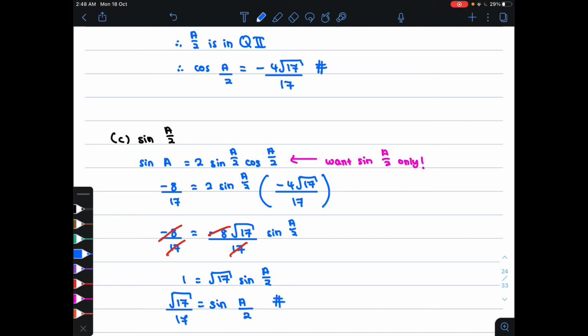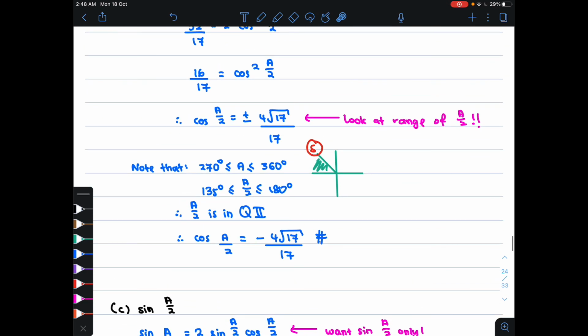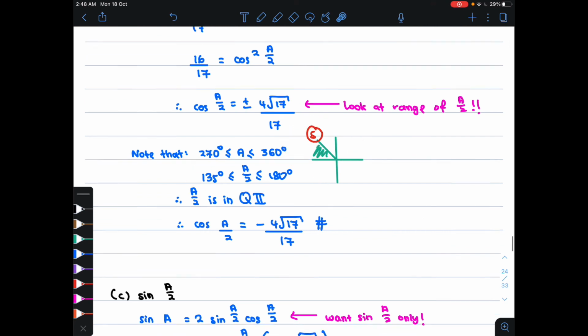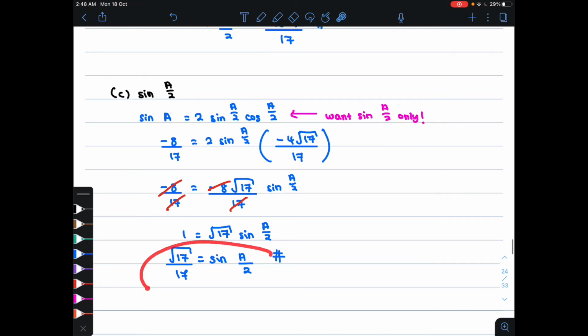And the answer is square root 17 over 17. So you can check whether this answer is correct or not by looking at the range that we just did. So A over 2 is in the second quadrant, and you know that sine should be positive. And here our sine is positive, so this answer should be correct.